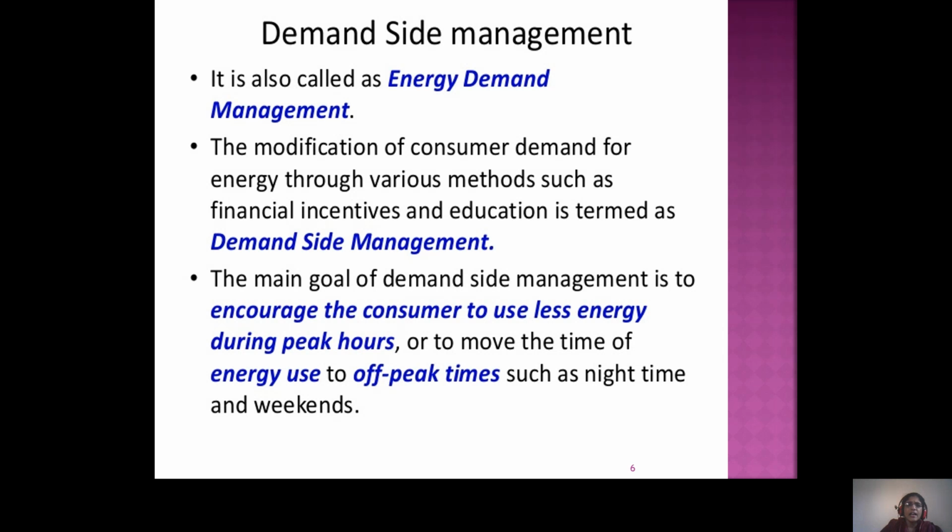So here, what is the main goal of this? It is to encourage consumers to use less energy during peak hours and shift the time of energy use to off-peak hours, that means such as night time or weekends. So the main goal of this demand is to reduce the peak electricity demand, which is nothing but demand side management.